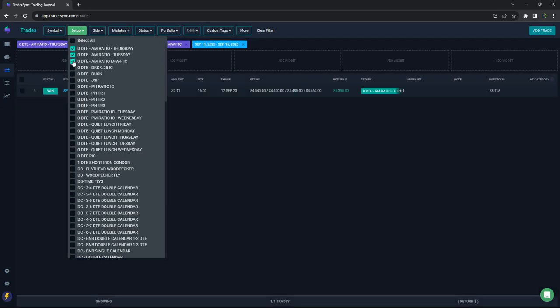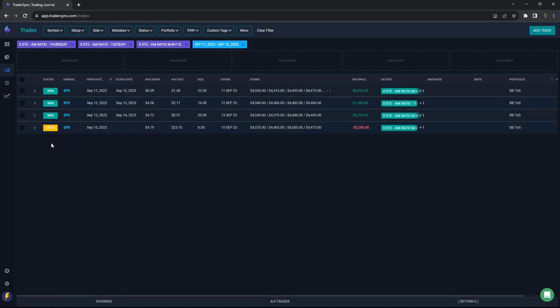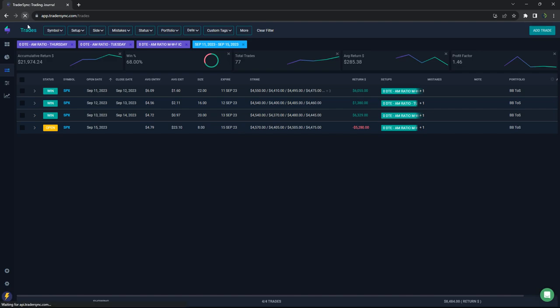AM ratio trades had three winners, one loser, for a net of a little over $8,400 on the AM trade. So the only loser was the one today. Got smoked out of that one on that down move that we had.